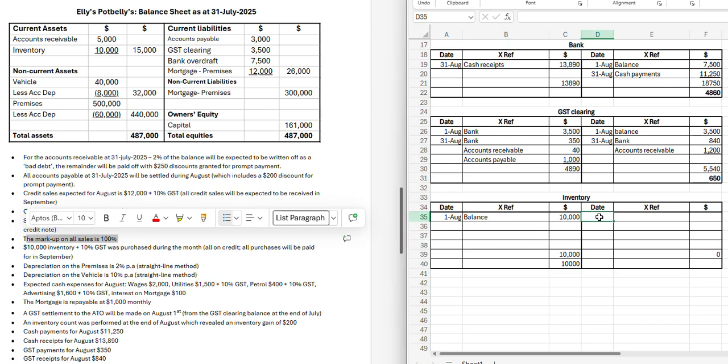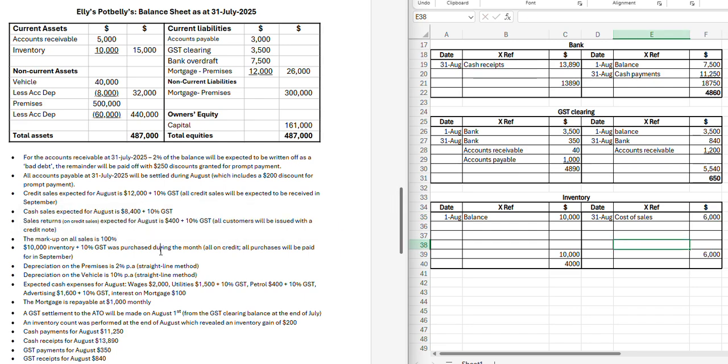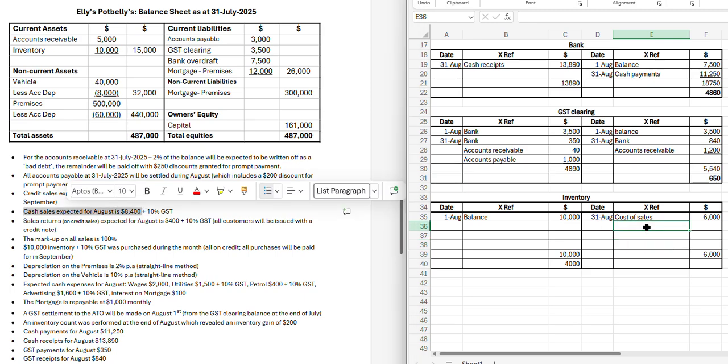So let's go over to our inventory account. Those costs of sales are reducing our inventory because we've basically supplied the customer. So that inventory has exited the business, and therefore we just cross-reference that with cost of sales, 6K. All right, we also had some cash sales for 8,400, so same drill. Cost of sales, we just halve that figure, 100% markup, half of 8,400, 4,200.